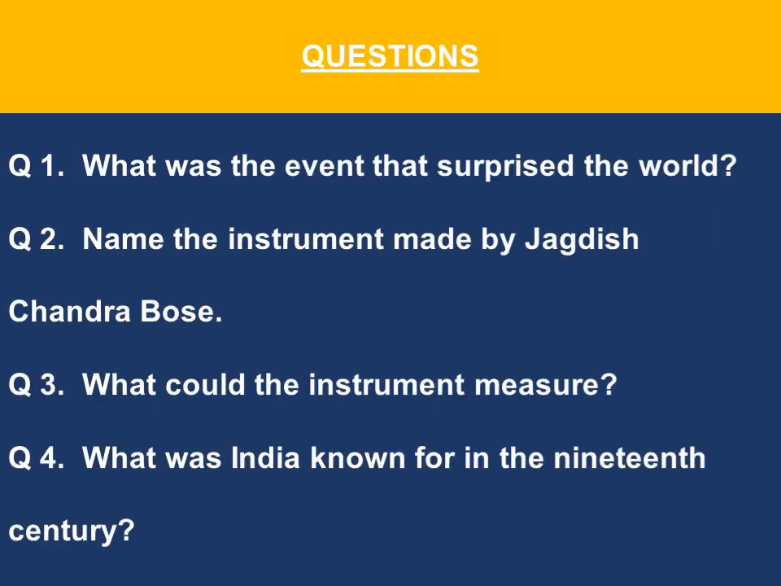Dear students, now let us have a look at the questions asked from the text read. Question number 1 is, what was the event that surprised the world? Second question is, name the instrument made by Jagdish Chandra Bose. Third question, what could the instrument measure? Fourth question is, what was India known for in the 19th century?